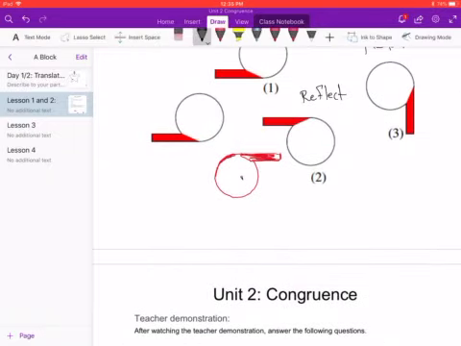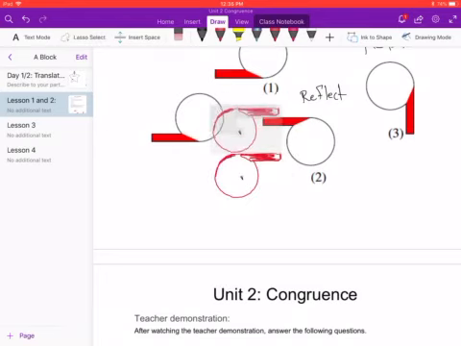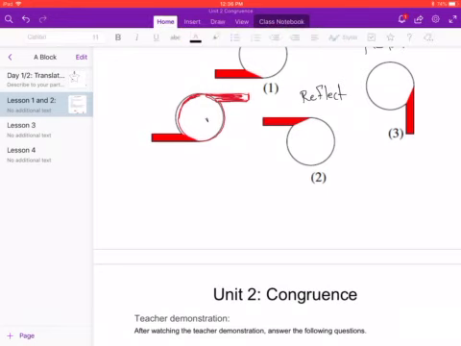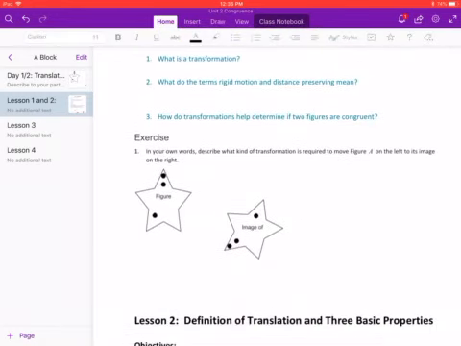Well, that's easy. They help me because I can take it and I can perform one of these transformations, and I can put it on top of another one, and I can say, hey, that's congruent. They're the exact same shape. They're the exact same size, same shape. Those are congruent. So with these transformations, it helps me find whether they're congruent. So hopefully that helps you answer those three questions if you weren't able to.